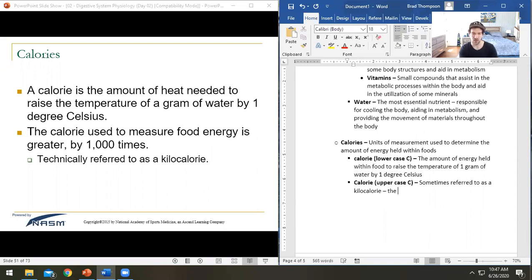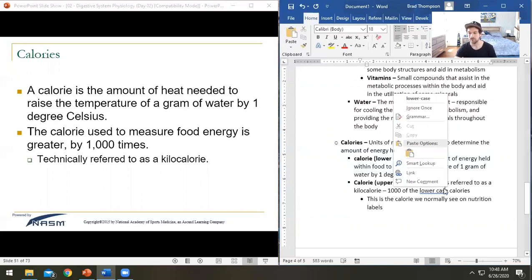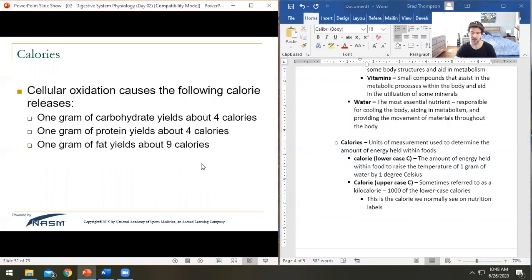It is 1,000 of the lowercase calories. That's usually the one we're actually referring to. This is what you normally see on nutrition labels. But if you go to other countries, you'll notice that it usually says kilocalories, because that is a much easier way to be clear.